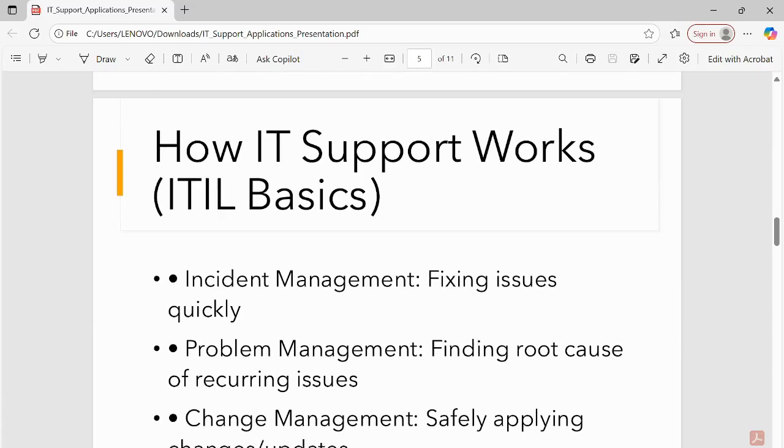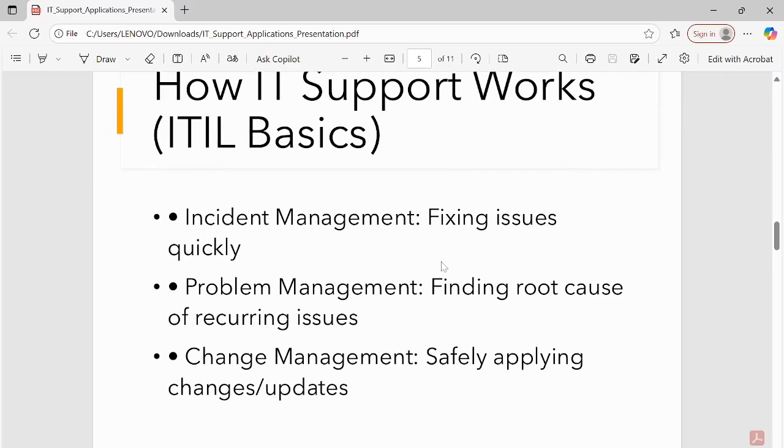Second is how IT support works. So these are the ITIL basics. These are the basics, and you should be aware of them if you are an application support engineer. Maybe those who are working as support engineers may already be aware of it.